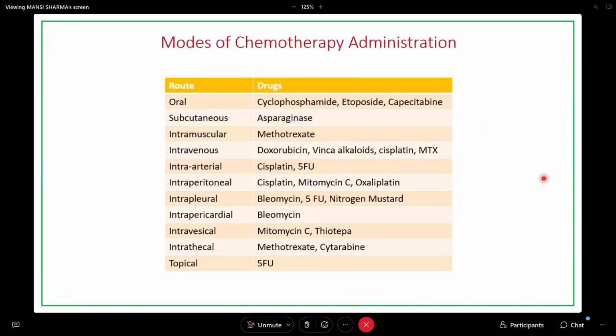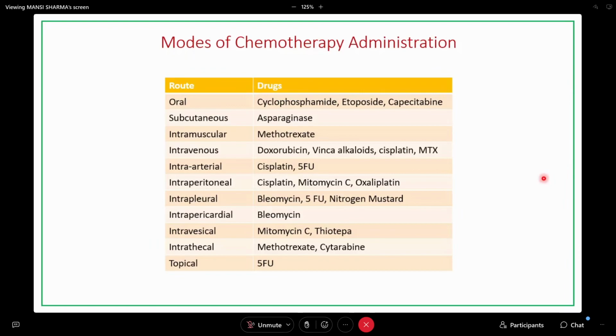So how do we give chemotherapy? There are various routes. We can give oral chemotherapy, like I mentioned before, as part of oral metronomic chemotherapy regimens. We can give them in a subcutaneous manner, in an intramuscular manner, and intravenous, which is the most common that we use. There's some data for intraarterial and intraperitoneal chemotherapy. Intrapleural and intrapericardial chemotherapy is mostly used in procedures to decrease the event of recurrent effusions in cancer patients.